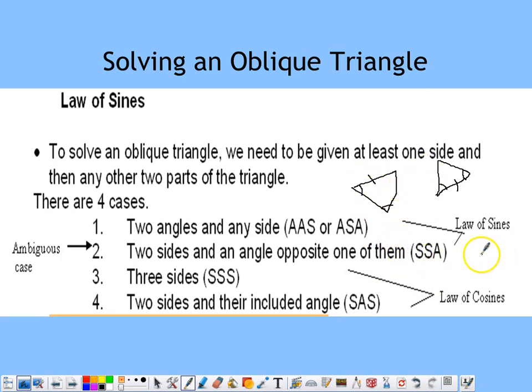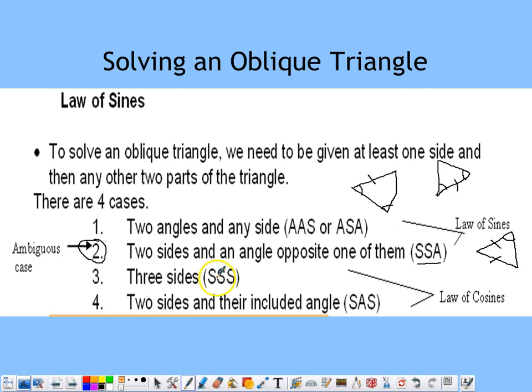This one is side, side, angle. Just some foreshadowing for you: the ambiguous case is going to cause us a little more trouble. If you have side, side, and then an angle, that one can be solved with law of sines, but it's called the ambiguous case. It's a little more trouble.